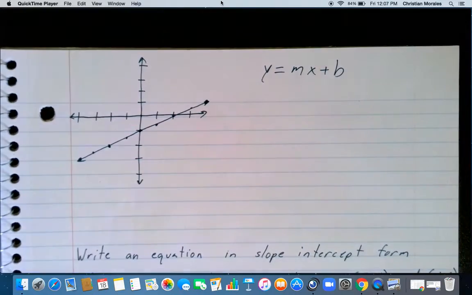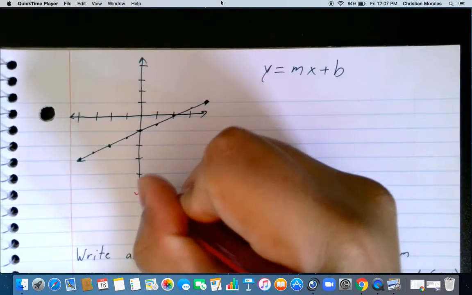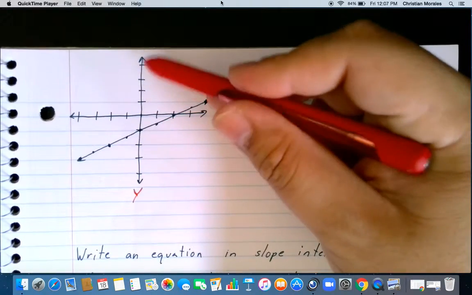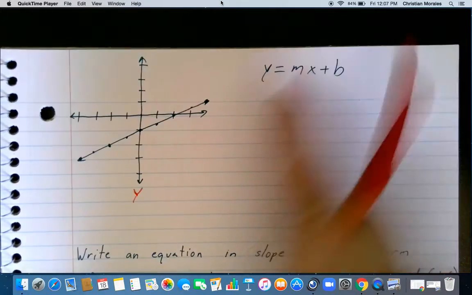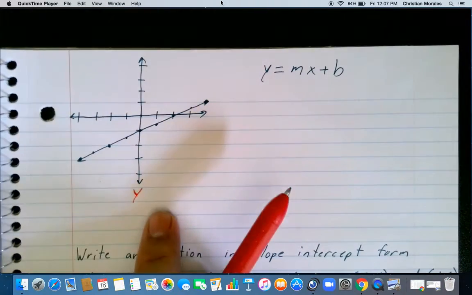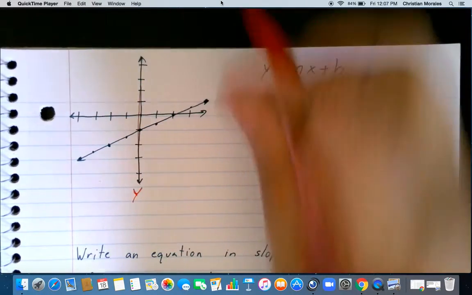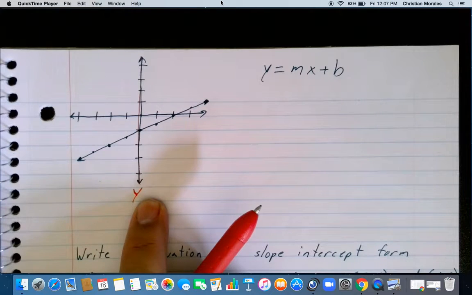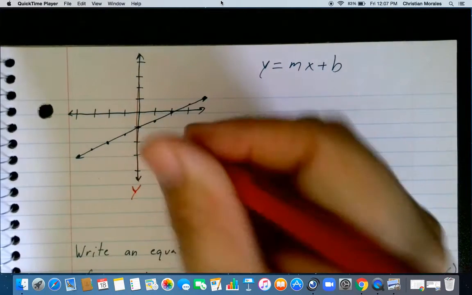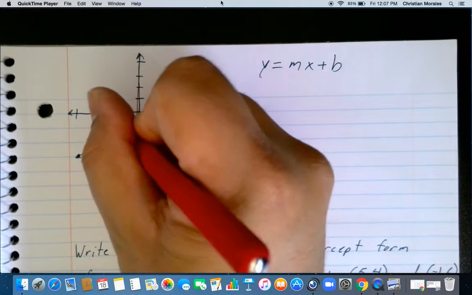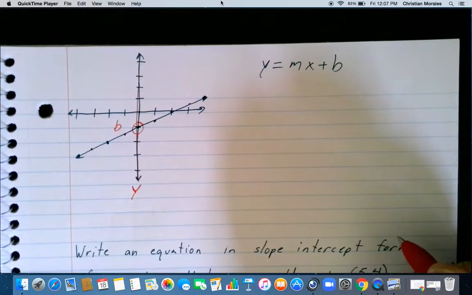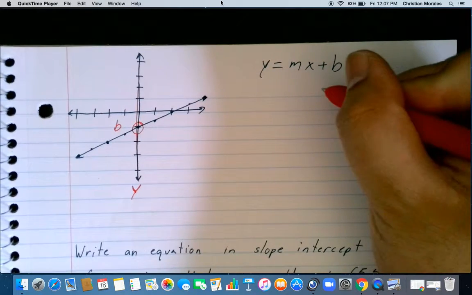Now, the y-intercept is the value on the y-axis. So this line, not the x-axis. Don't look at this one. This one doesn't matter. You start on the y-axis. You're looking for where this line crosses the y-axis. And it's right there. That is b. And what number is that? -1.